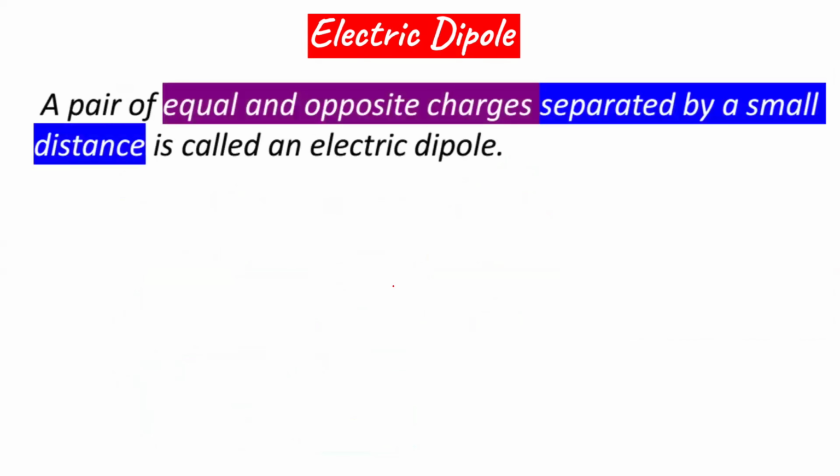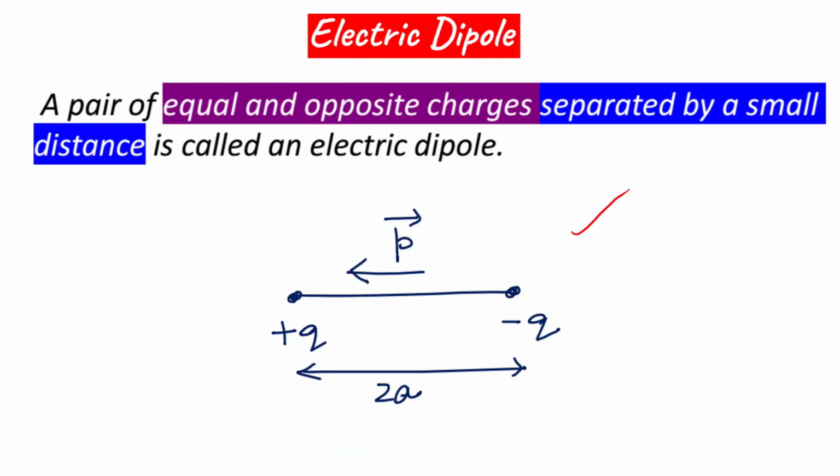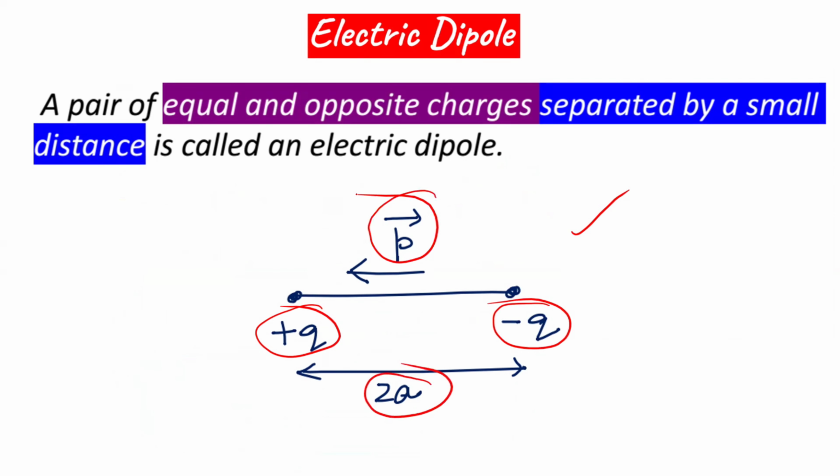Now next topic is electric dipole. A pair of equal and opposite charges separated by a small distance is called an electric dipole. This is the diagram which depicts the electric dipole configuration. There are two charges of equal and opposite magnitude at a distance of 2a. Then the dipole moment is directed opposite to the electric field, which is the P vector.